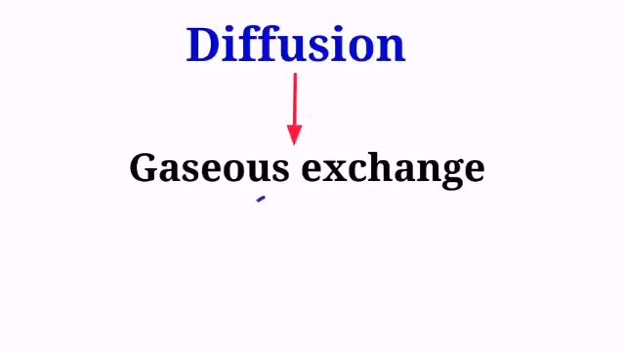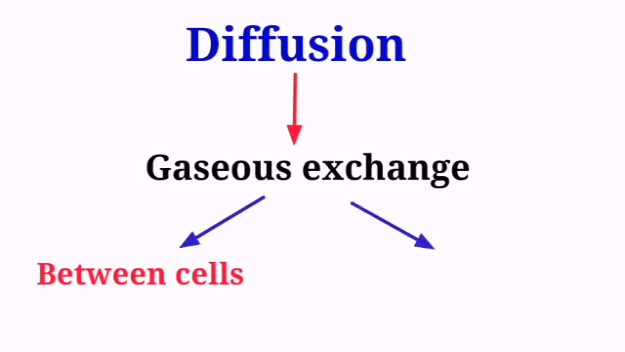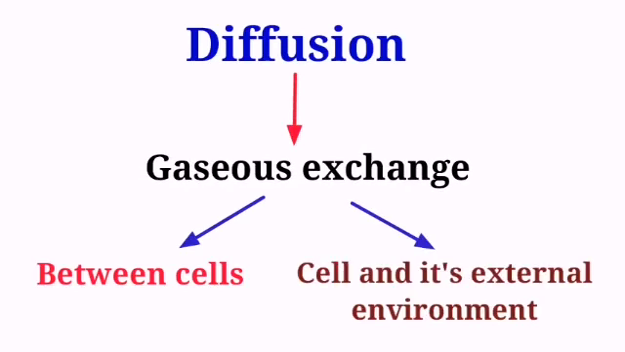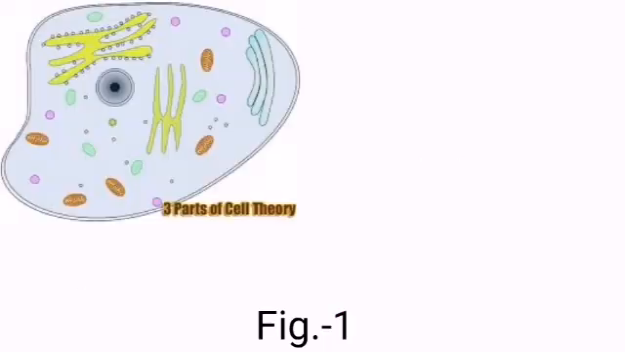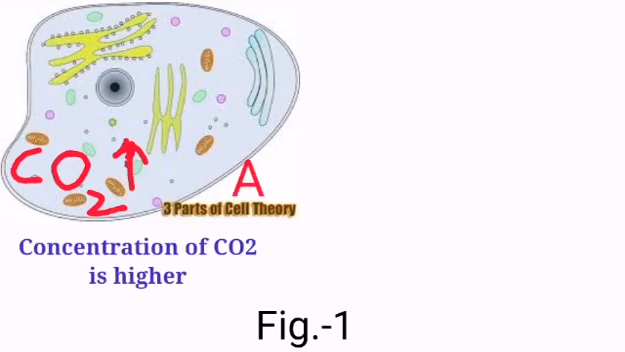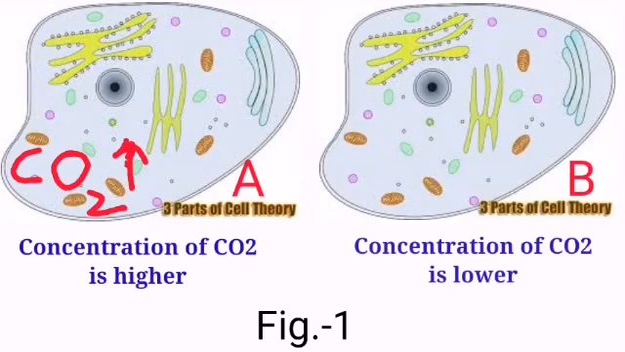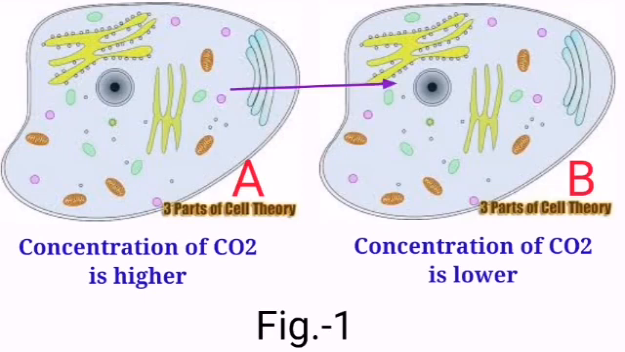So, diffusion helps in gaseous exchange between cells as well as cell and its external environment. Let's understand with an example. If you see figure 1, concentration of CO2 is higher in cell A than cell B. So, diffusion of carbon dioxide occurs from A to B, that is, from higher concentration to lower concentration.